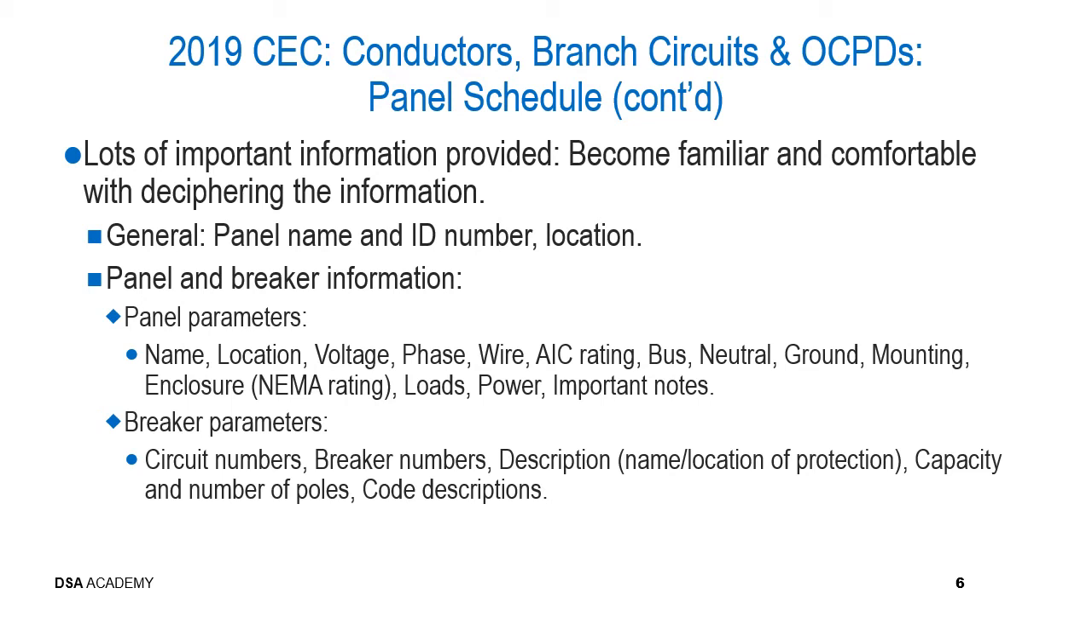more design-related information such as the loads of each of the circuits, the power that's provided to each circuit, and important notes. Breaker parameters include circuit numbers, breaker numbers, a description for each of the breakers which identifies the name and the location of the protection, the capacity of the breaker and the number of poles associated with the breaker, including code descriptions that provide additional information for locations.